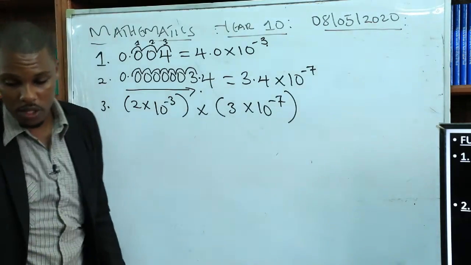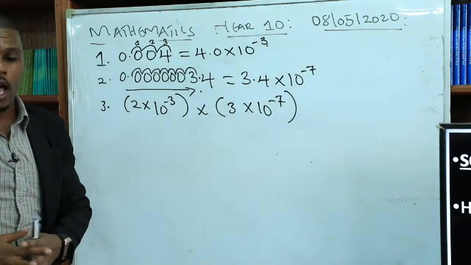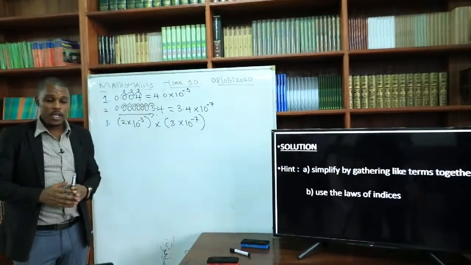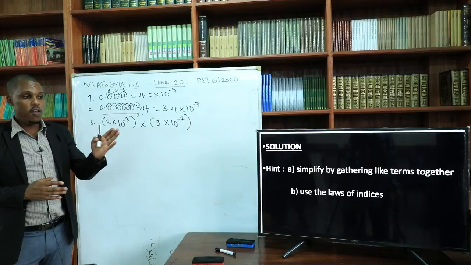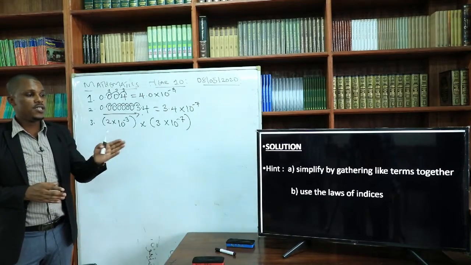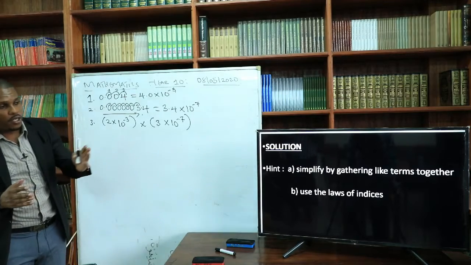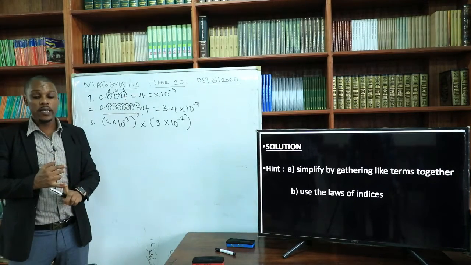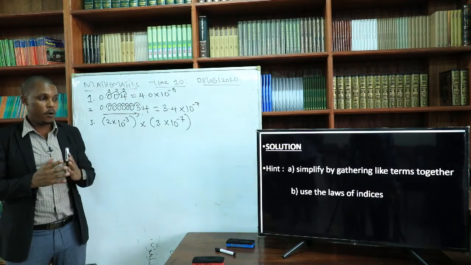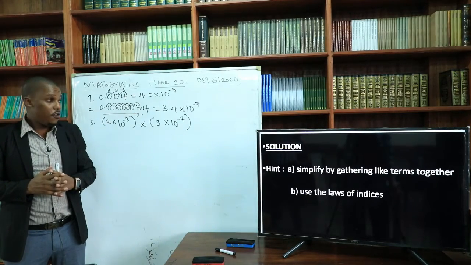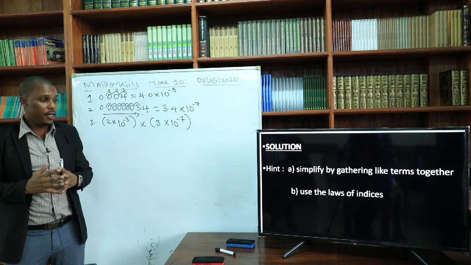So this is now the hint that I want you to check on. Those are the A and B that I want you to follow up. Hint number A, you simplify by gathering the like terms together. Once you do that, then number B, you use the laws of the indices. Remember we said we have the 3 laws of the indices. Multiplication, which goes with the addition of the powers. Then we have division, which goes with the difference of the powers. And then we have the power of the powers.